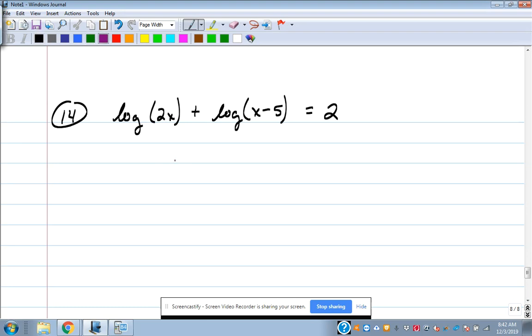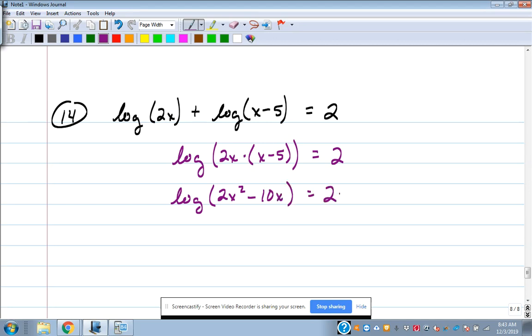So I'm going to rewrite that as log of 2x times x minus 5 is equal to 2. And I'm going to simplify that a little bit. Write an extra step here: 2x squared minus 10x. So just multiplying that together. Here I'm just showing that obviously we normally just do that in one step all together. So condensing with addition changing to multiplication.